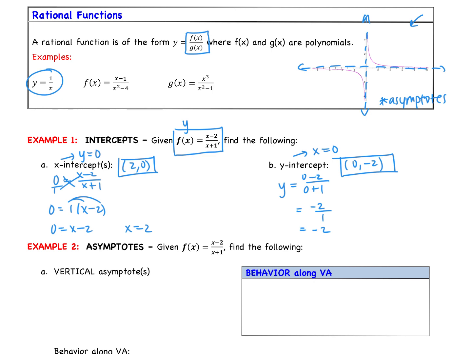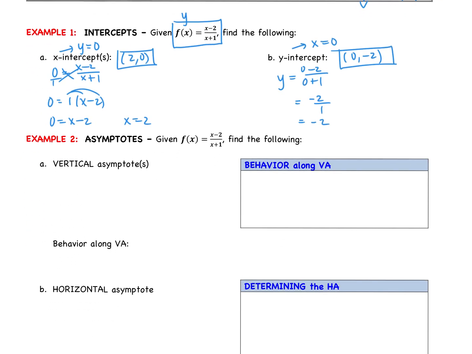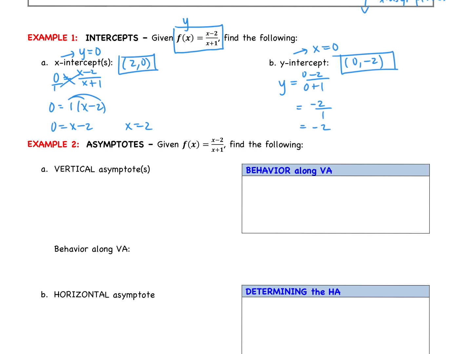Okay, so that's the first thing that you're going to have to be able to do on your homework: find the intercepts. Next step in graphing, so again, remember where we're heading is we want to be able to graph this function, we have to be able to find those vertical asymptotes, or those asymptotes in general, both vertical and horizontal. Here's how you find them. For a vertical asymptote, you are going to set the denominator equal to 0.